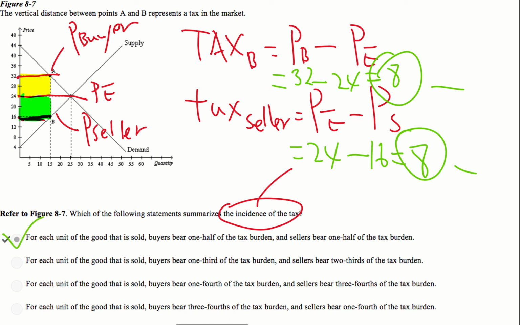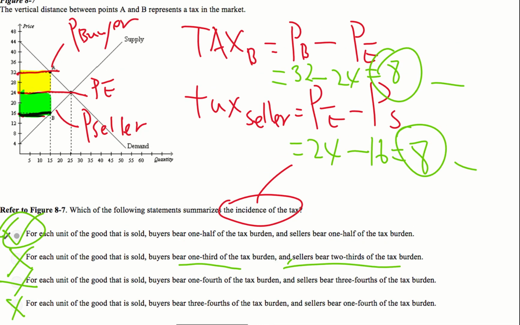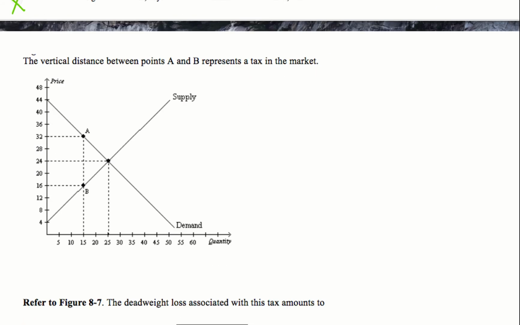Okay. And then B says 1/3 for buyer, 2/3 for seller. That is wrong. C says 1/4, 3/4 is also wrong. And then D says those are just all wrong. Okay, so only A is right. So the tax in this market is paid 50/50. So buyer pays half, $8, and then seller pays half, $8. All right, and then next one.